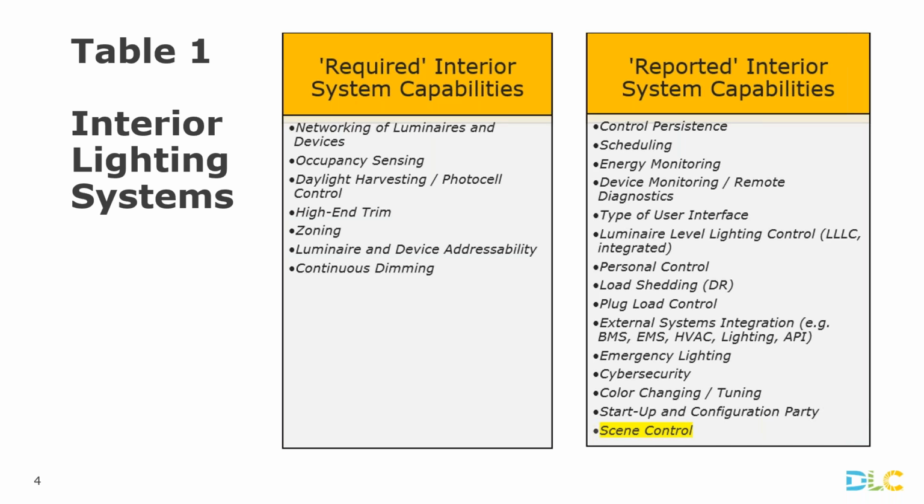If a system has some of these capabilities, then it is reported on the QPL to help specifiers select appropriate systems for various projects. But a system can still be qualified on the list whether or not it has any of these optional capabilities shown on the right.